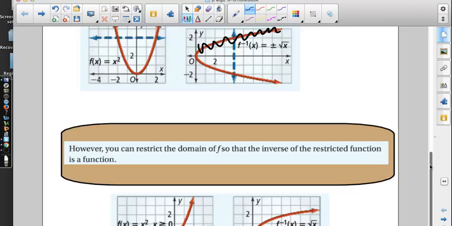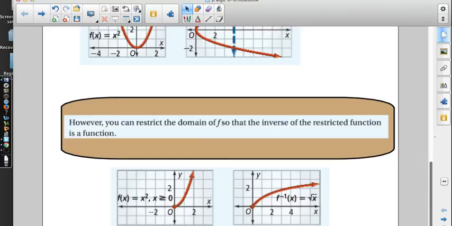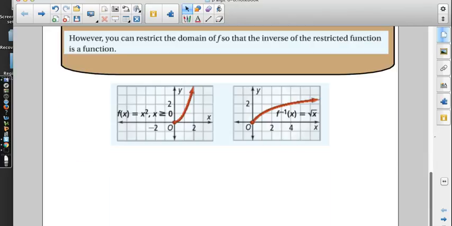So what they're saying in this box here is we can restrict the domain so that we do get a function out of this if necessary. And that's just one of the things that generally we're going to have to do if we want to work with functions. So if you take a look at this, you can see we would say, okay, I need the top portion of the square root of x. If I need just the top portion of that, what does my original function need to look like to make that its inverse?